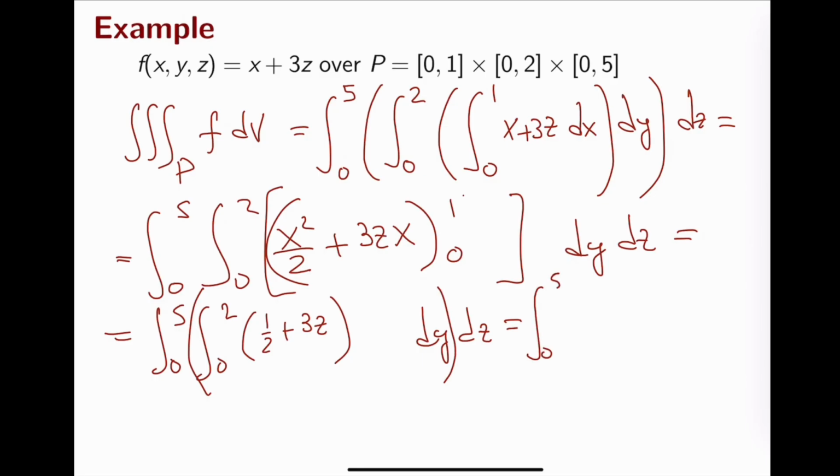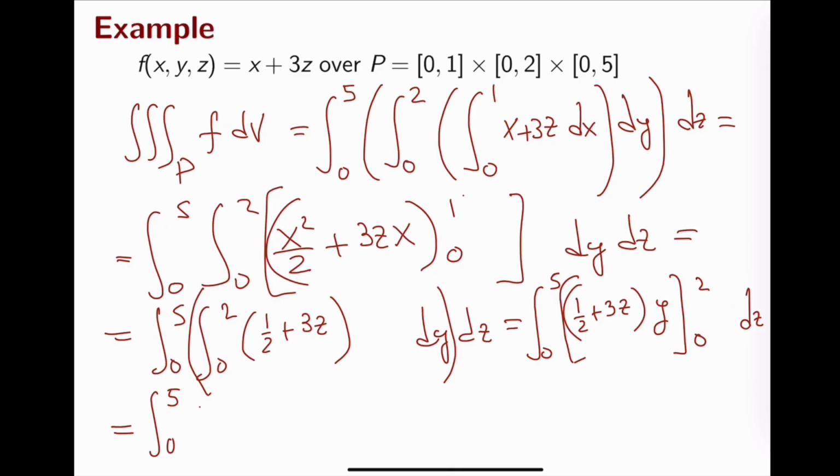So I leave outside the integral from 0 to 5 dz, and I'm going to integrate this with respect to y. Here there is no y, so it's just a constant, so it's (1/2 plus 3z) y. And this function is going to be evaluated between 0 and 2. So this is then the integral from 0 to 5, and let's evaluate the function between 0 and 2. That will be just putting a 2 here, right? So it will be 2 times 1/2, which is just 1, plus 2 times 3z, that is just 6z.